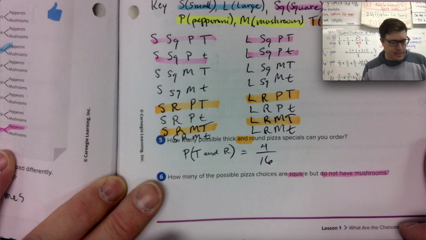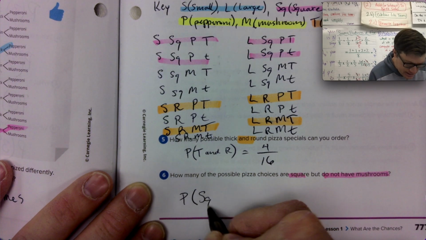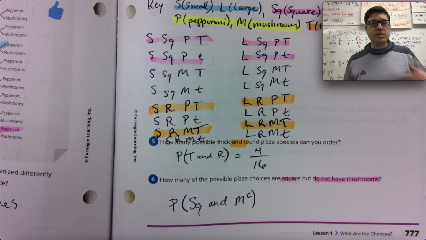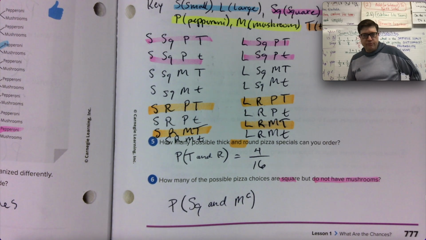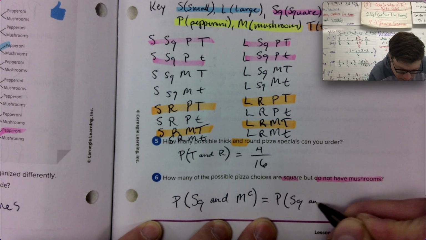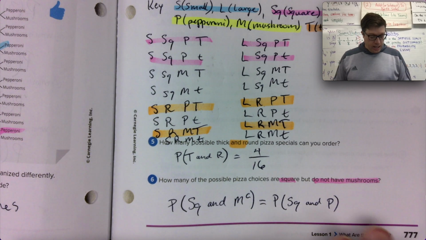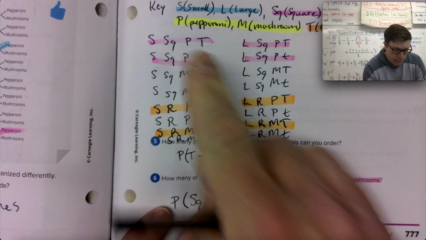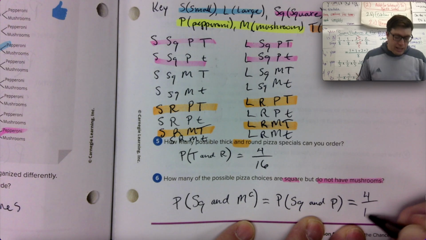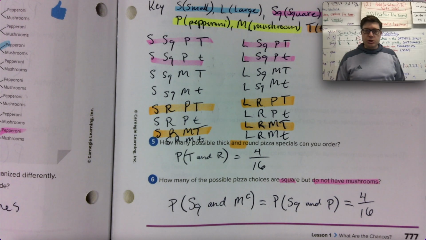Let me use the notation that we picked up from page 775. What's the probability of getting a square pizza and mushroom complement, right? Because the little C represents the other option. So the other option from mushroom is pepperoni. Oh, I could write it this way. Square and pepperoni, right? That's what it has to be. If it's not a mushroom pizza, it's a pepperoni pizza. And for us, that happens to be 4 that I highlighted pink out of 16 total. Same probability as number 5, just a different scenario, a different event that we're trying to generate.